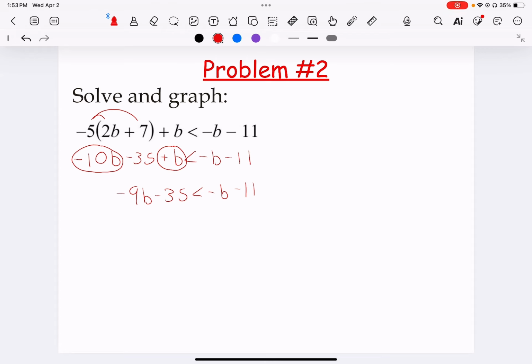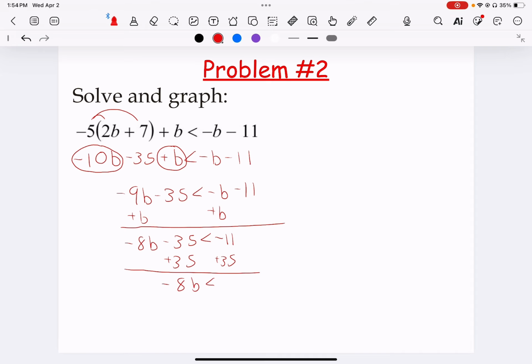Now again, since it's an inequality that I have to graph, I want to move my variables to the left-hand side. So I'm going to add b to both sides. I'm left with negative 8b minus 35 is less than negative 11. Now I'm going to move my constants to the right by adding 35 to both sides. That leaves me with negative 8b is less than 24. Negative 11 plus 35 is 24.